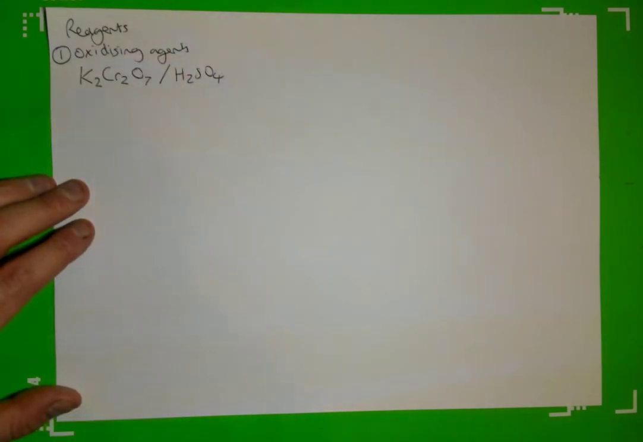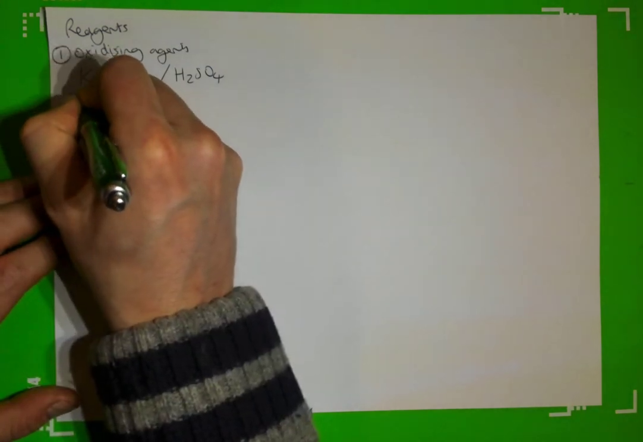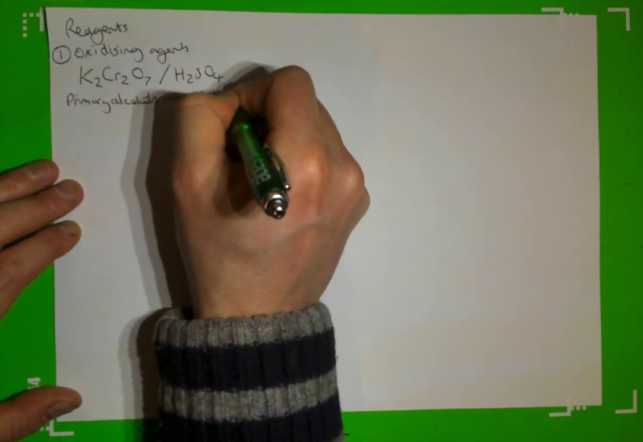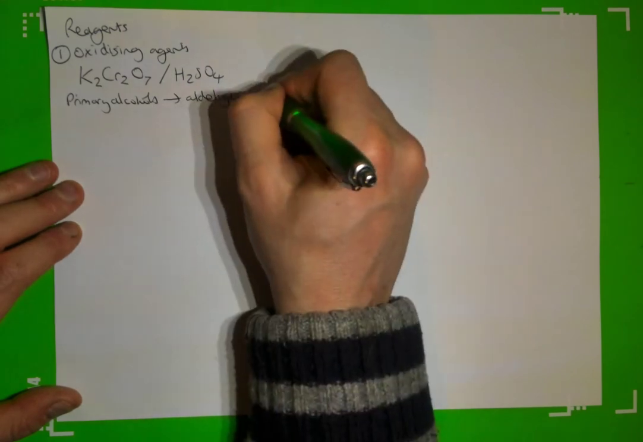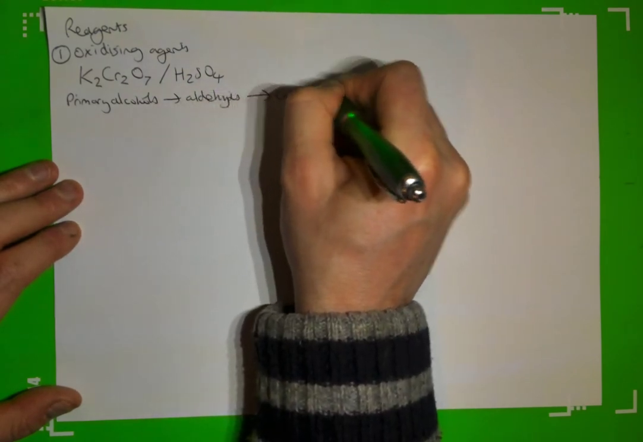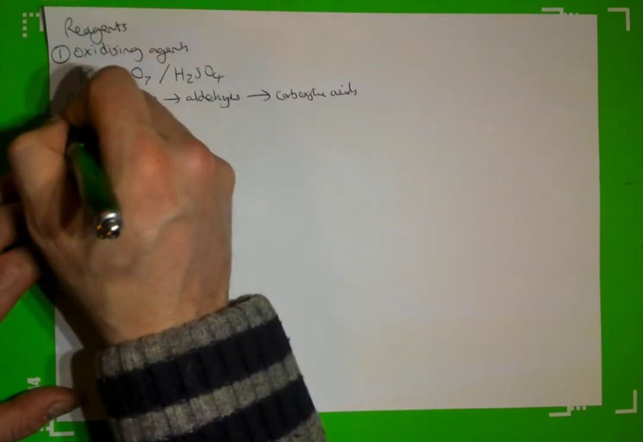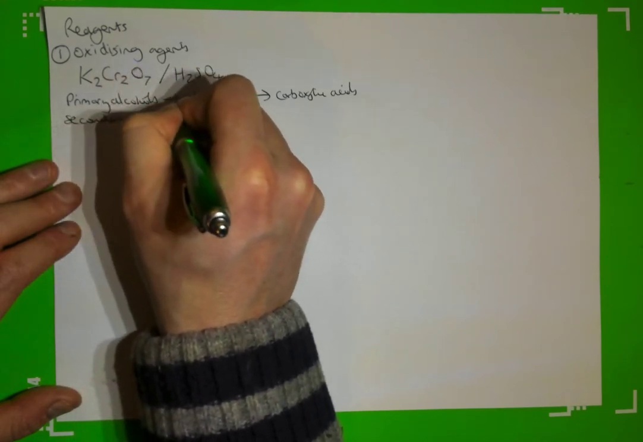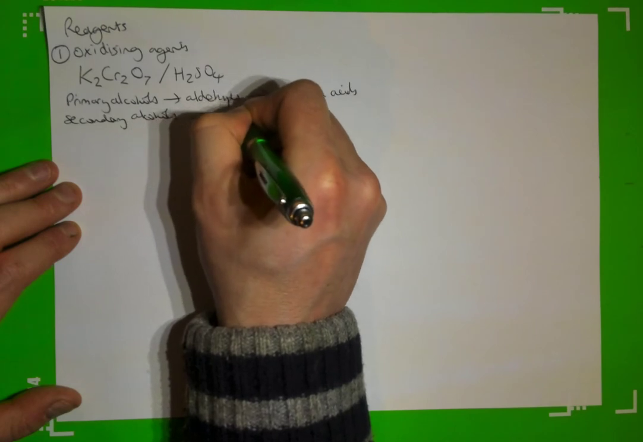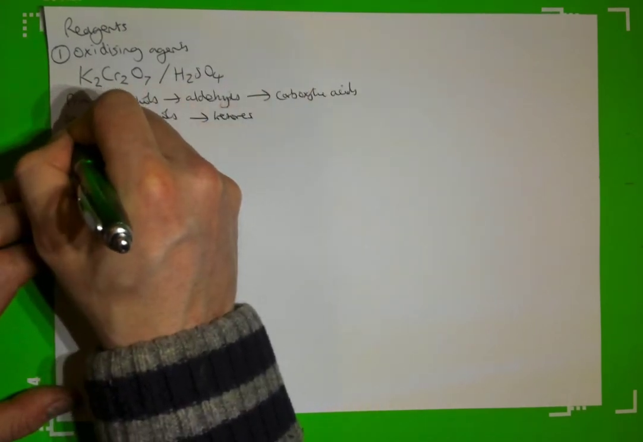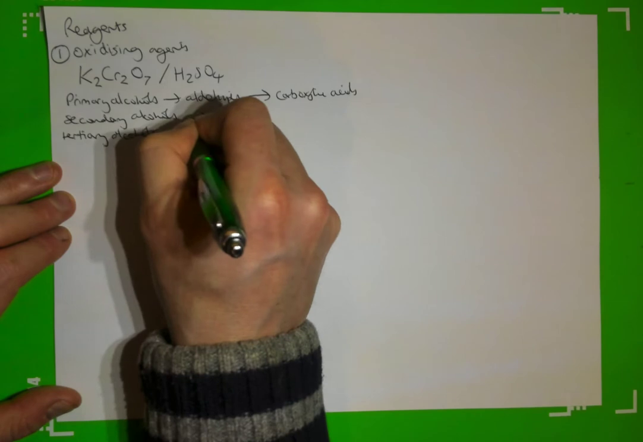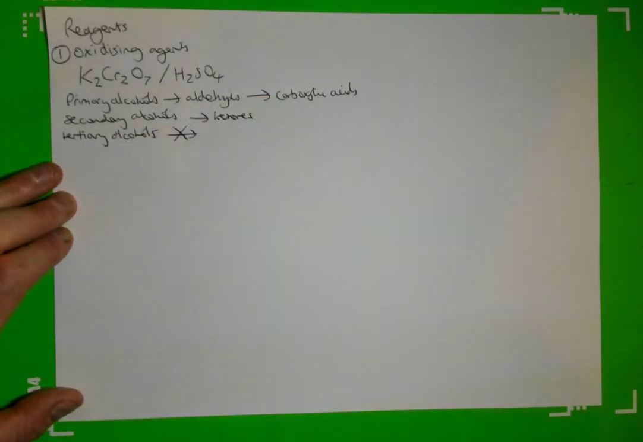And we know that they will oxidize primary alcohols to aldehydes, and aldehydes further to carboxylic acids, and secondary alcohols to ketones, and we know that tertiary alcohols cannot be oxidized. So there's our first reagents that we're going to look at.